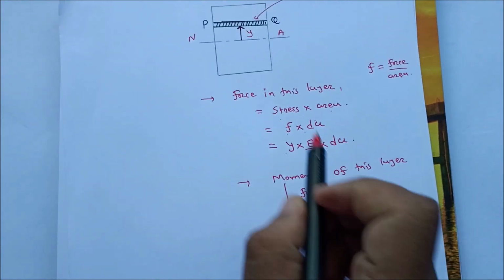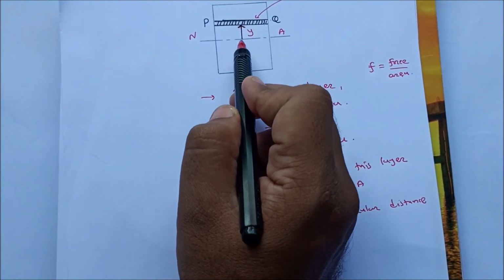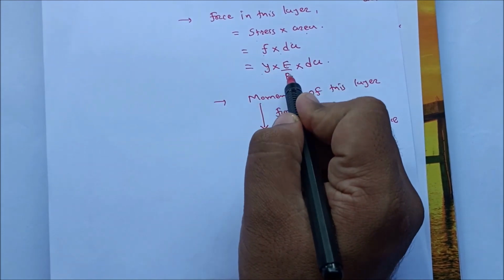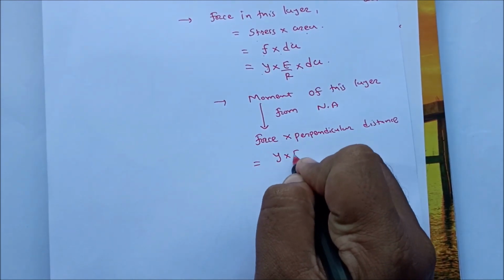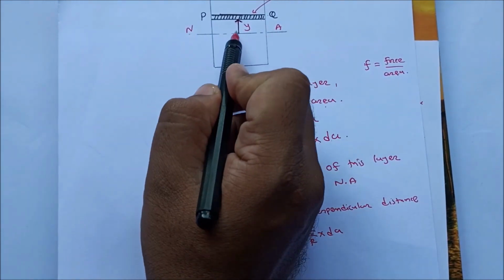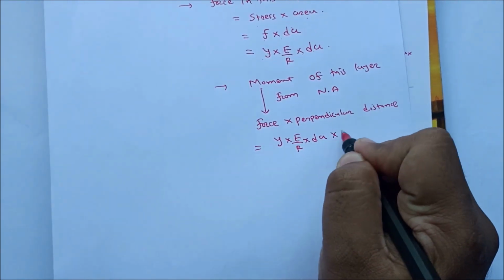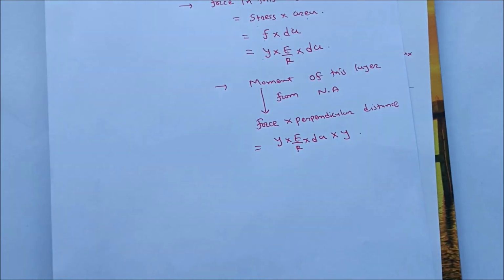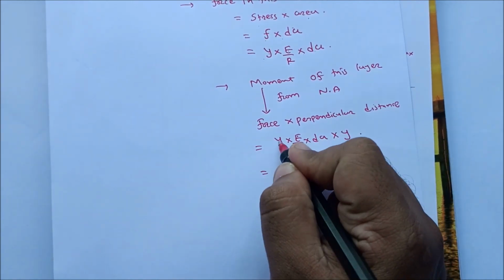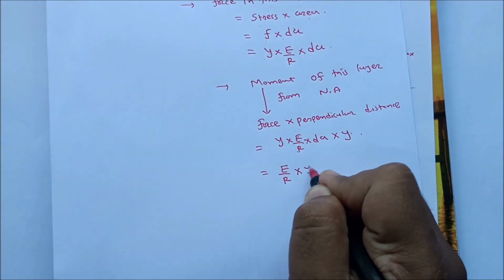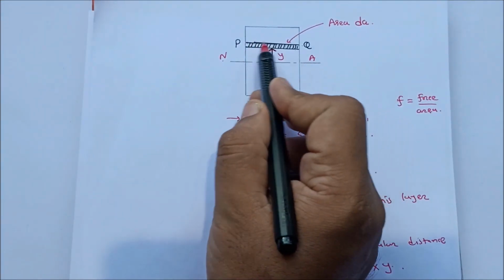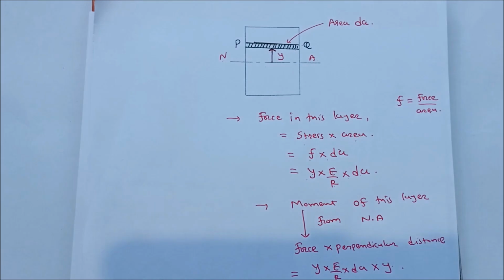So here we can find the moment of this layer from the neutral axis. The force is Y multiplied by E by R into dA, and the perpendicular distance from the neutral axis is Y. So multiply by Y, and we rewrite this equation as capital E by R into Y multiplied by Y, that is Y square, into dA. So this is the moment of this layer about the neutral axis.